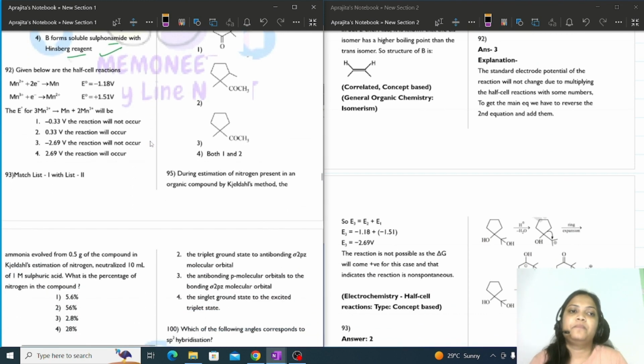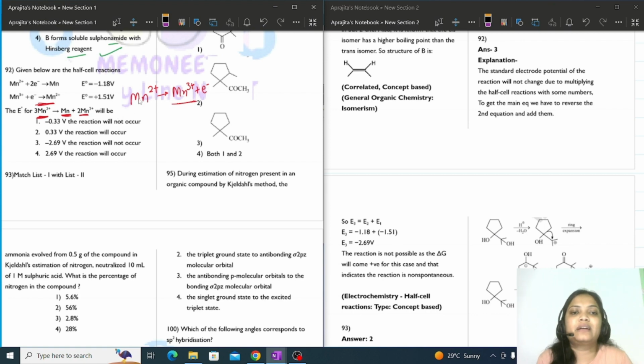So now again in this question we cannot multiply directly. What we have to do is we will reverse the second equation, so it will be Mn2+ will give you Mn3+ plus electron. Okay, so now we will be adding the equation. So 3Mn2+ will give you Mn plus 2Mn+.